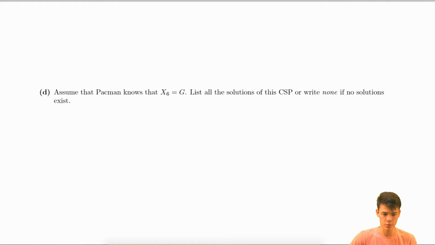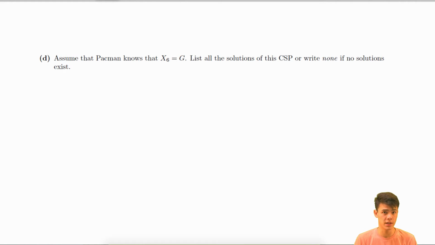Now moving on to part D. Let's assume that Pac-Man knows that x6 is a ghost, so G. So let's try to list the solutions of the CSP given this information. So we know x6 equals ghost. If we recall from before, between 6 and 1 we saw a strong breeze, which means one of those two has to be a pit.